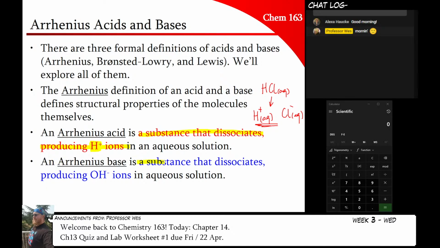So an Arrhenius base does the same thing, but one of the pieces that it dissociates into is hydroxide. An example of that would be sodium hydroxide. I didn't put my (aq) here, but that's okay.